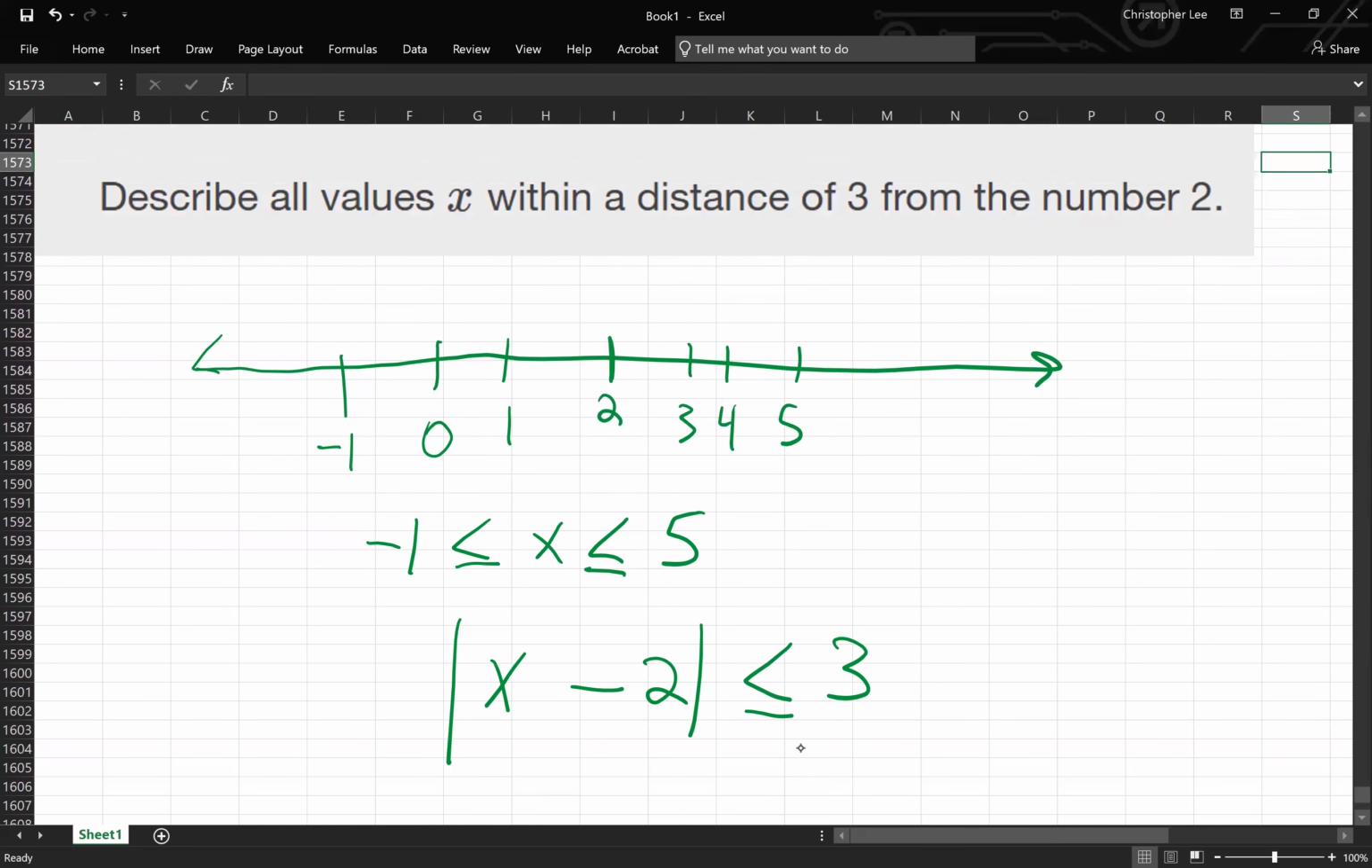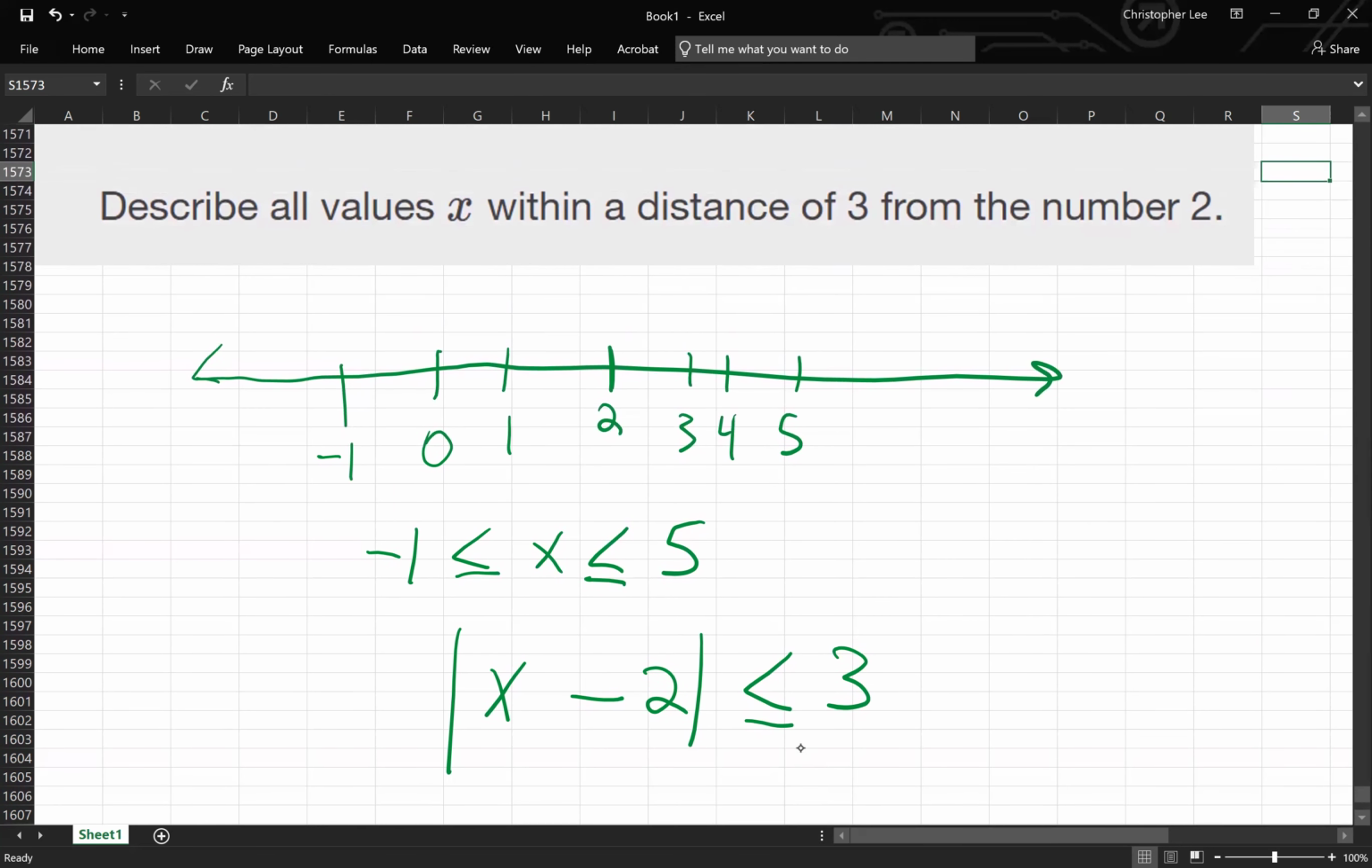So what did we learn from that, right? The number that you're starting at is the one that's next to the x, and the one that's going the distance is the one that's on the outside, right? However many units we're moving from. All right.